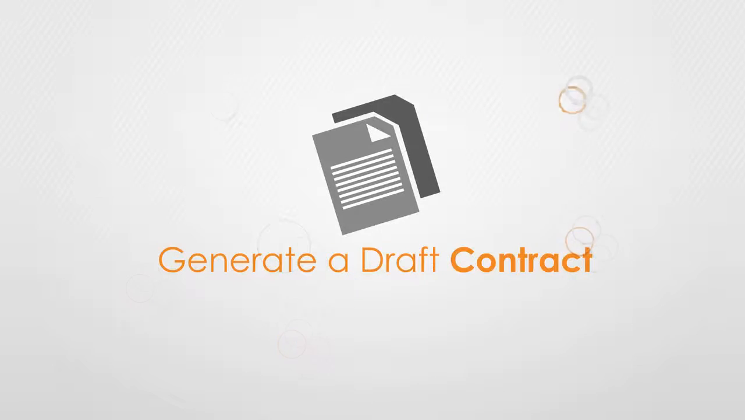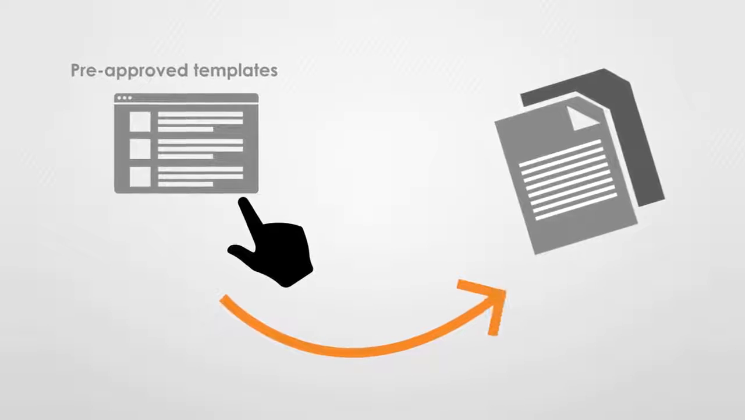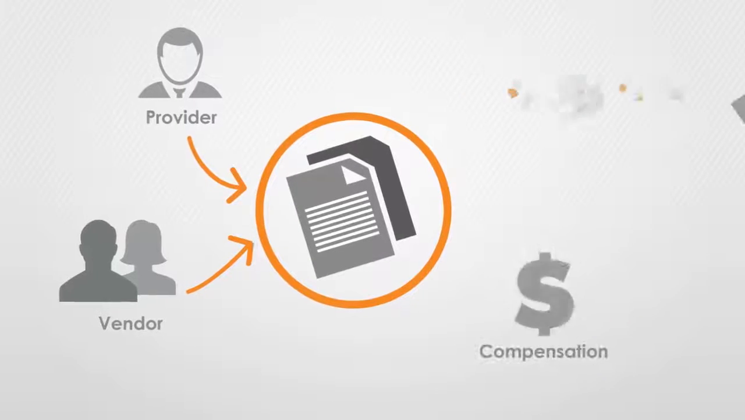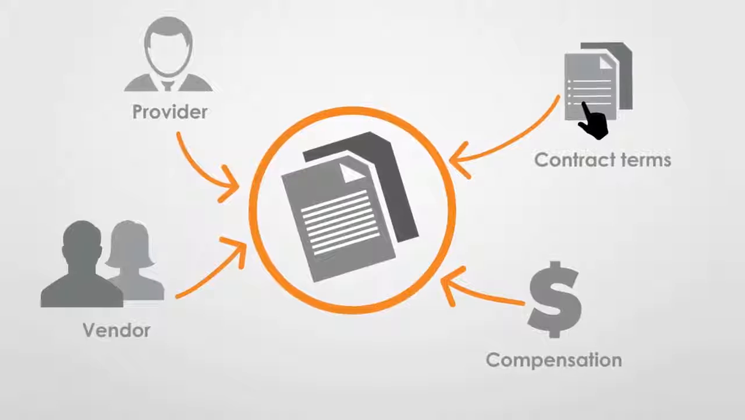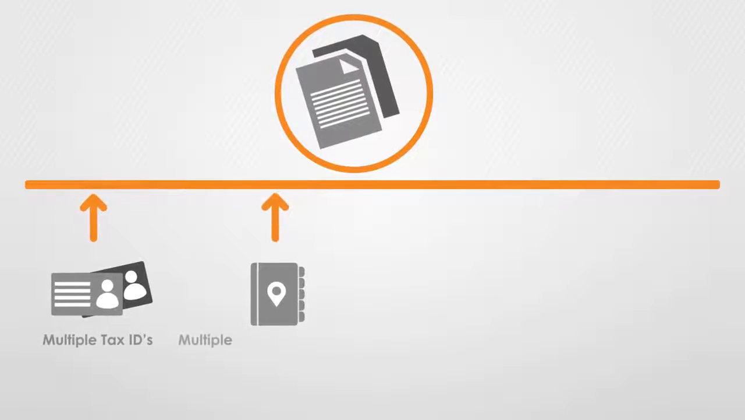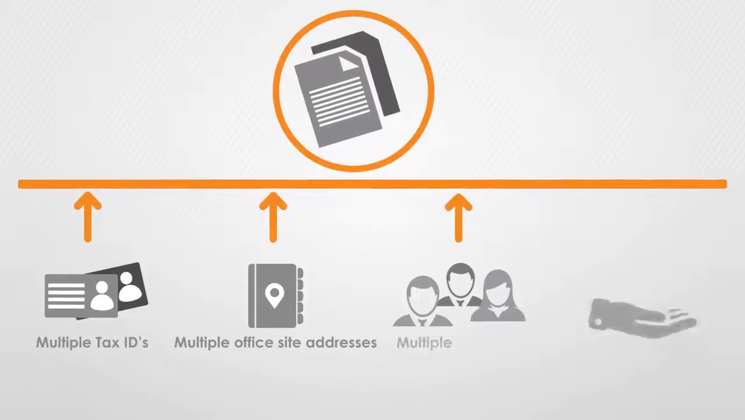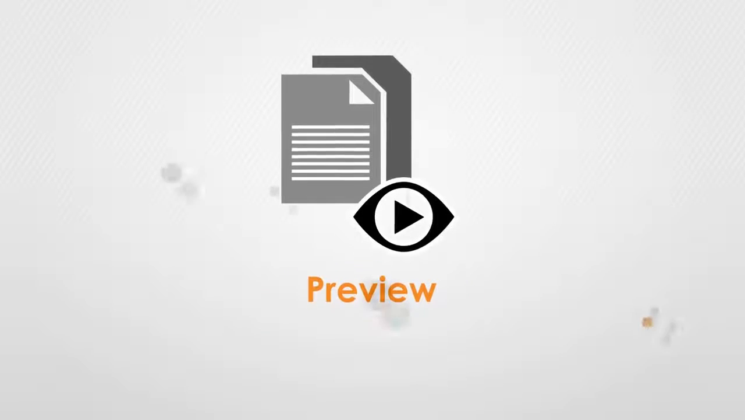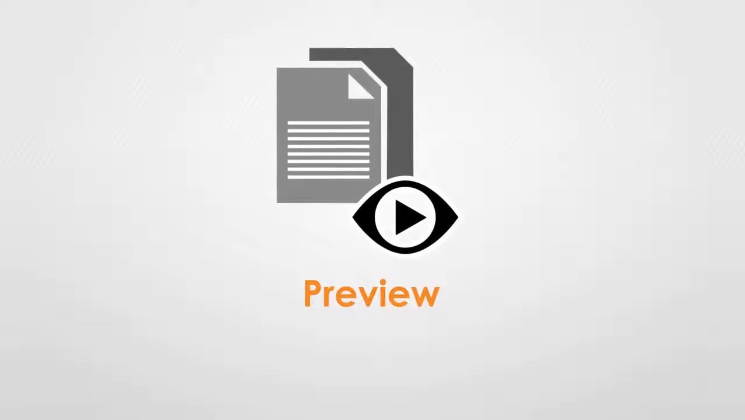Generate a draft contract. The solution provides the relevant pre-approved templates which will be used to generate the draft contract. It collects information around provider, vendor, compensation, and contract terms. The solution is designed to capture multiple tax IDs, multiple office site addresses, multiple providers, and multiple products in the same contract. The author uses the preview feature to make additional edits before generating the draft contract.